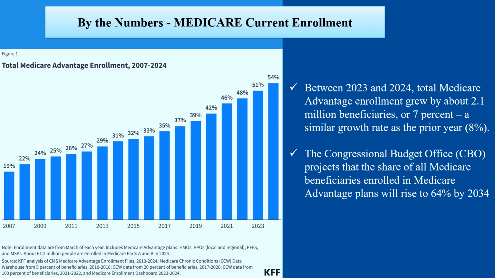So between 2023 and 2024, total Medicare Advantage enrollment grew by about 2.1 million beneficiaries or 7%. So the Congressional Budget Office projects that the share of all Medicare beneficiaries enrolled in Medicare Advantage plans will rise to 64% by 2034.